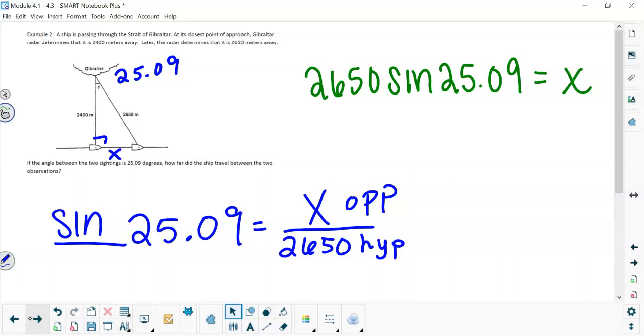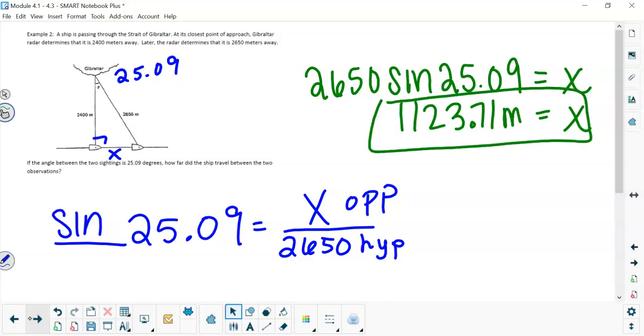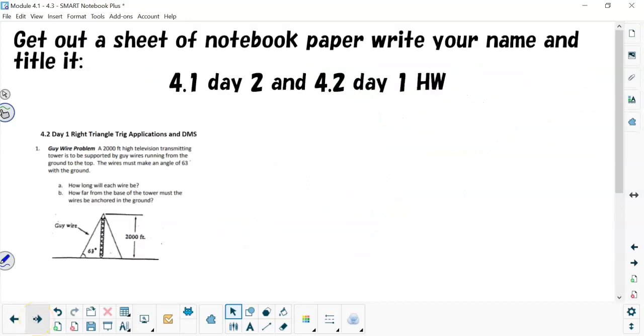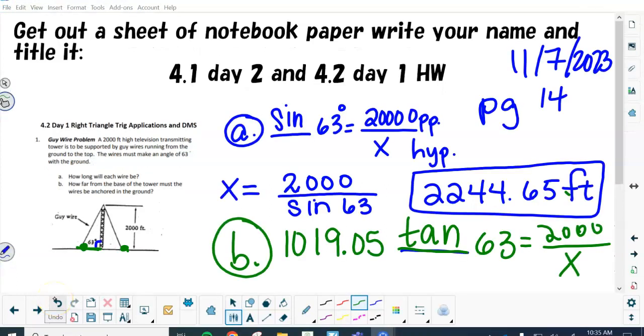And y'all, I'm sorry I don't remember the answer on this. Have no clue. 1123? Yes, 1123, right? Yes, all right. Thank you. 1123.71. Sounds good to me. Just looking at the measure of units, and it is in meters. Awesome. Now, it's your turn. So all right, those are the answers to number 1.